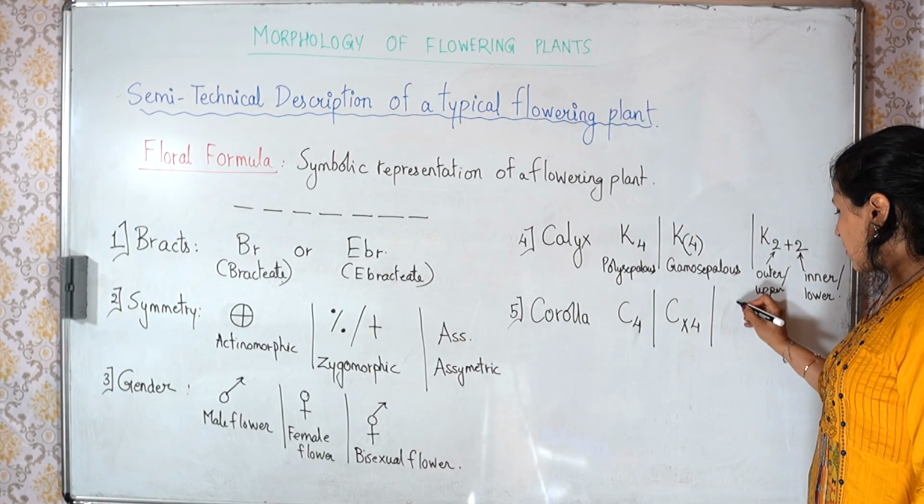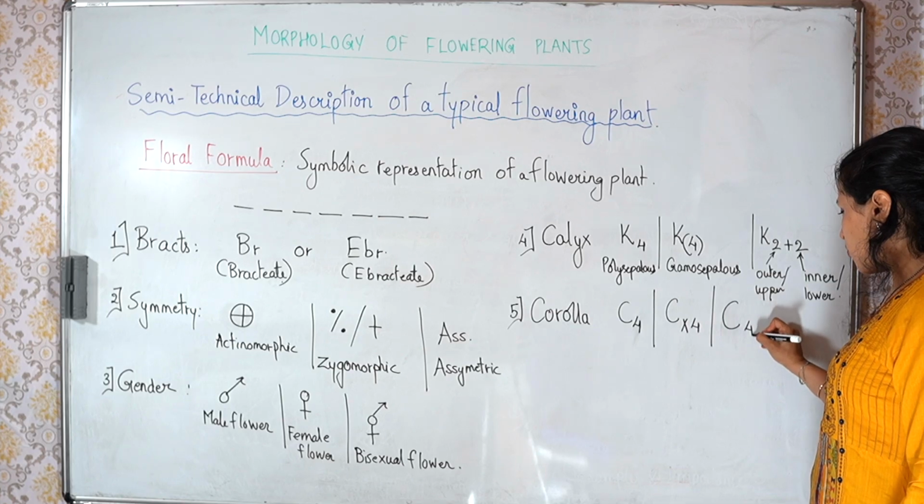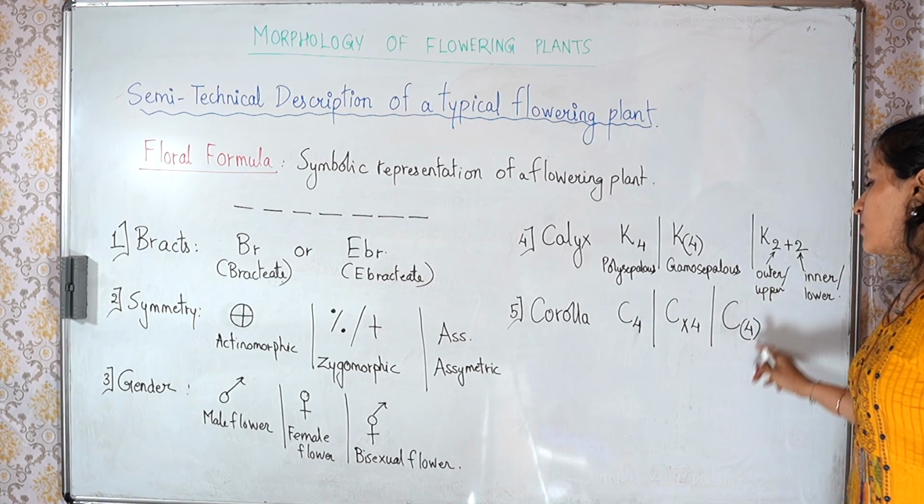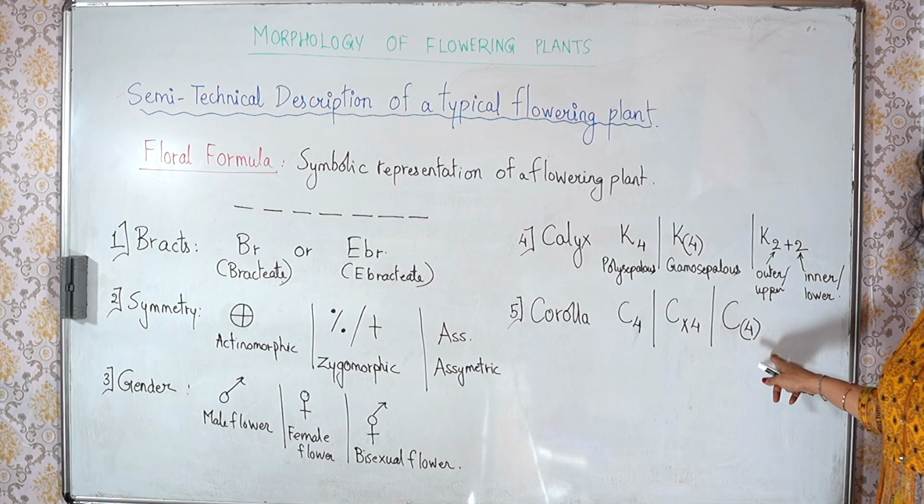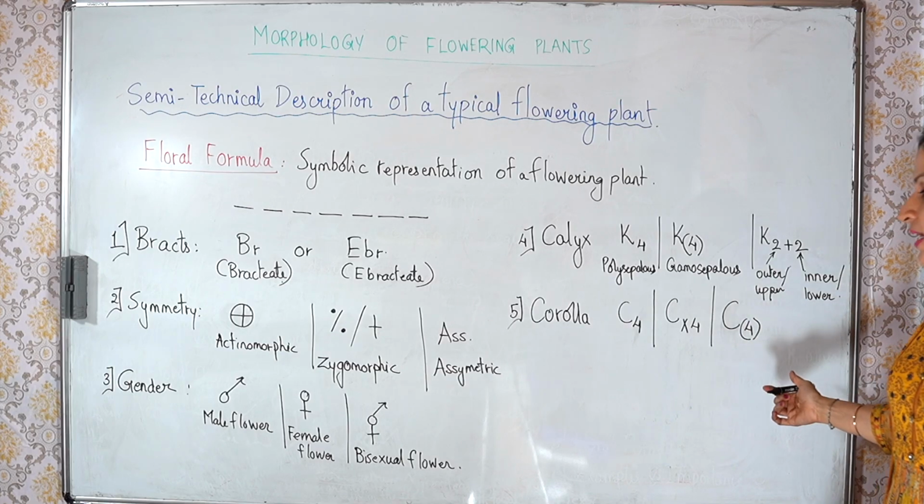And if I write capital letter C, subscript 4 in bracket, what does this mean? That there are 4 petals that are fused. That is, it's a gamopetalous condition.